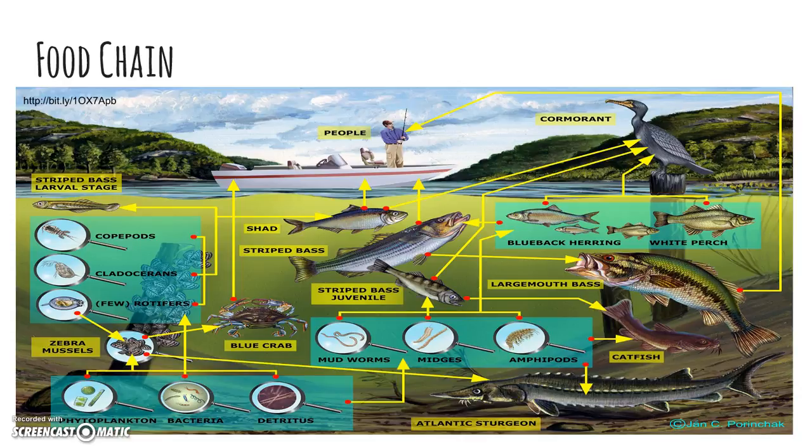Next in line are the secondary consumers. These are all the different species of fish in the freshwater wetlands. Last but not least on the food chain are the tertiary consumers, which are all the species of birds in the wetlands, and of course the humans.